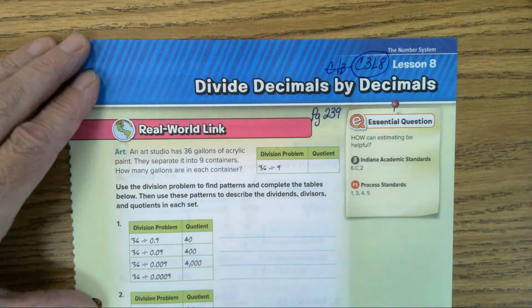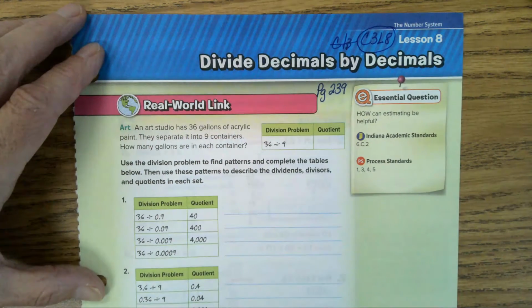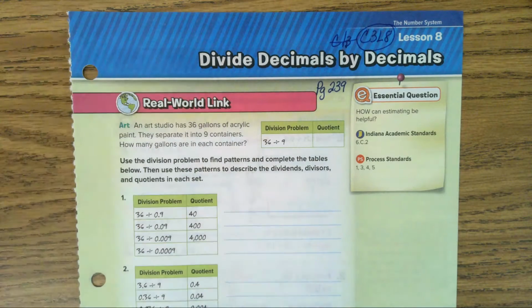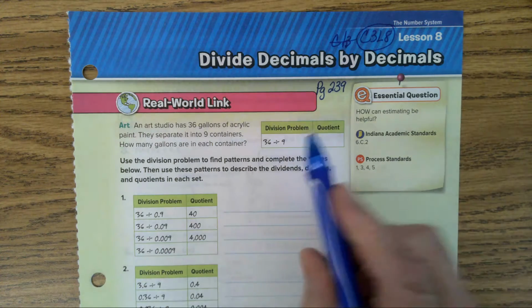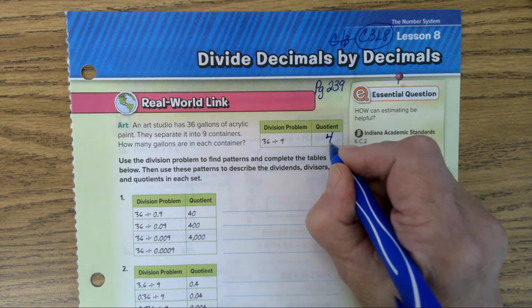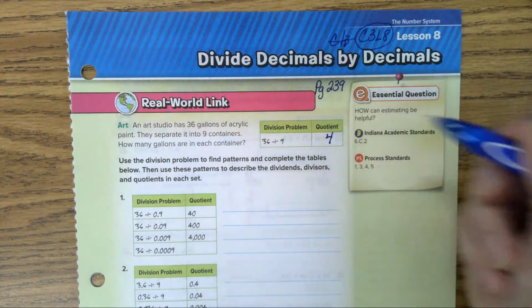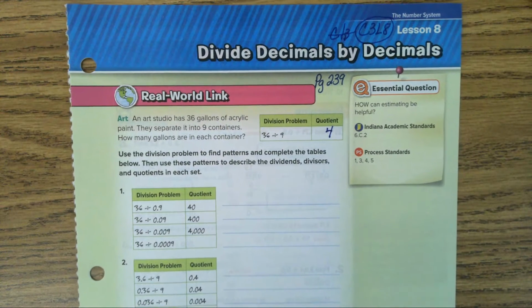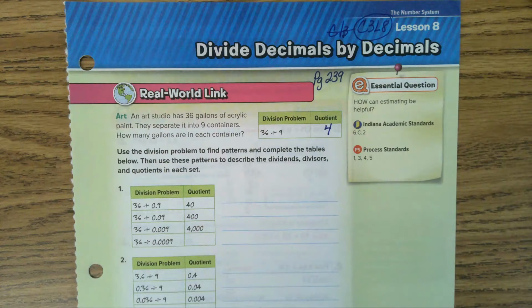All right, so today in the real world link, we have an art problem. An art studio has 36 gallons of acrylic paint. They separate it into 9 containers. How many gallons are in each container? This is a division problem. 36 divided by 9 is 4. The answer to a division problem is a quotient. The quotient is 4. Use the division problem to find patterns and complete the tables below.